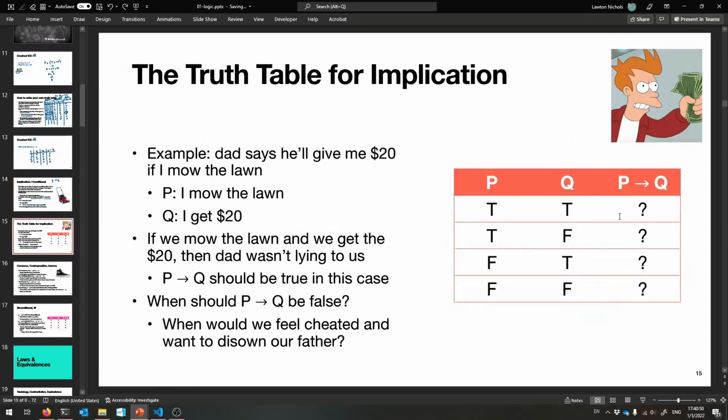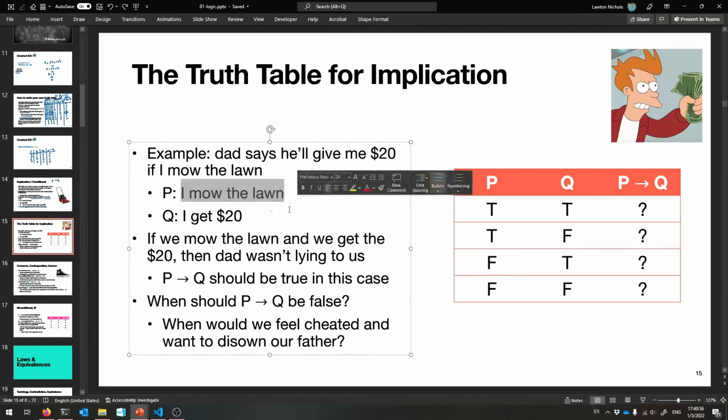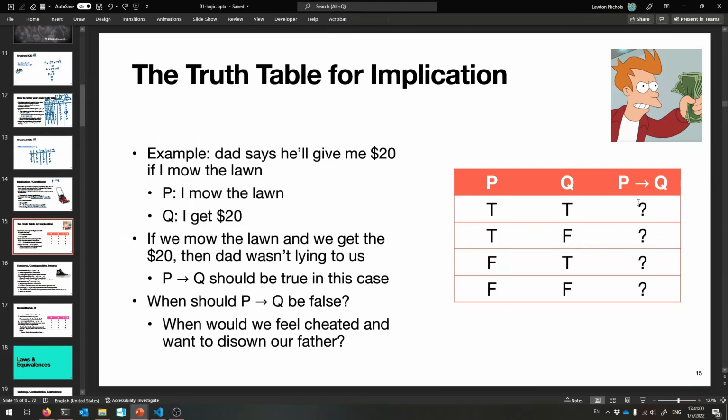What should it be? Question marks everywhere. Because we want our money, right? So P is I mow the lawn, Q is I get $20. Let's figure out what this truth table should look like in each possible case. Like, I mow the lawn, I get $20. I mow the lawn, I don't get $20, right? I don't mow the lawn, but I get $20, things like that. You see how I'm reading that? Those are all the possibilities. That's the universe, all the ways that things could play out.